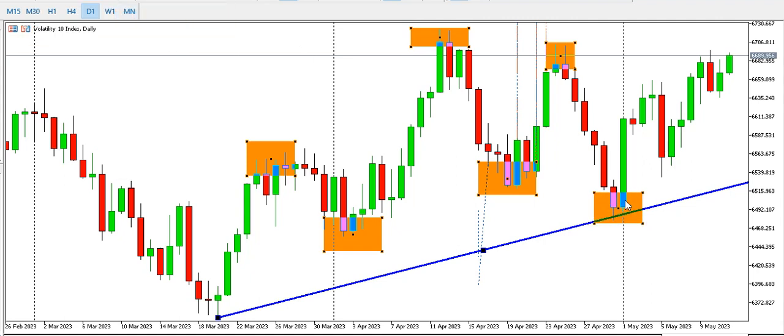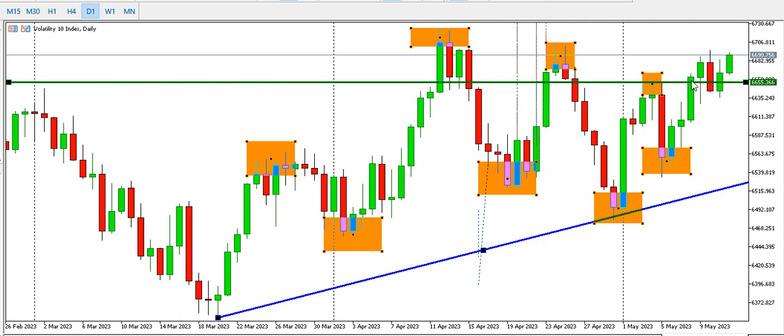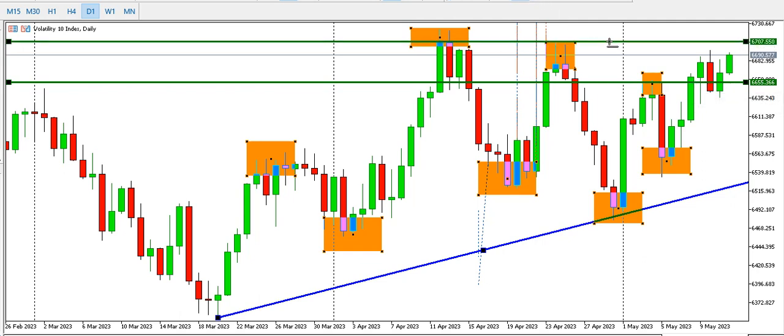But look at what's happening now. Immediately we're having a lower high, then a higher low. When you see a lower high followed by a higher low, then that's the start of a bullish trend. And look at the break of structure. The break of structure happened around here, for us to have a higher high. So price is aiming for this top.